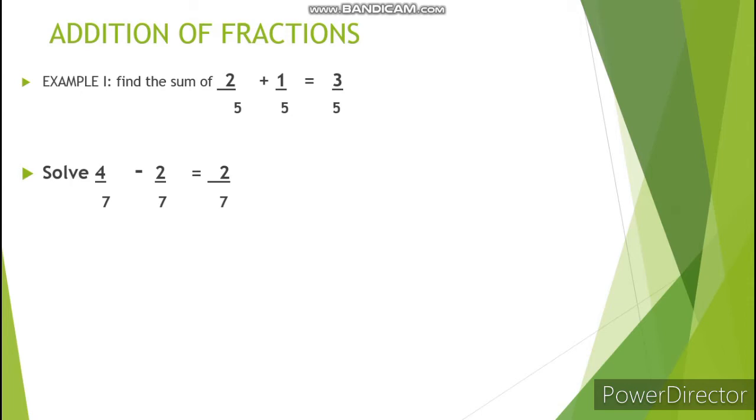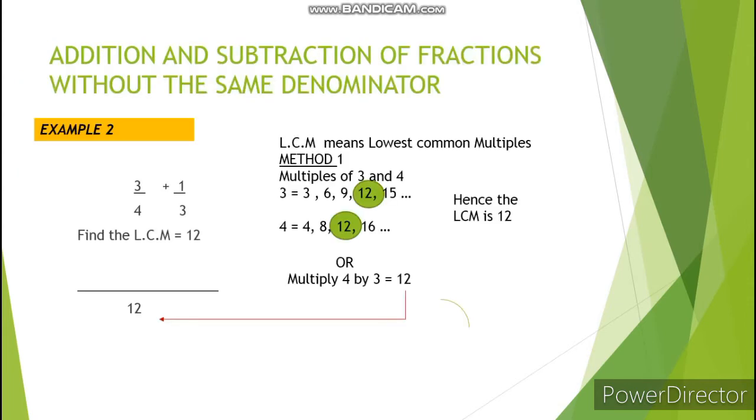Now second one, addition and subtraction of fractions without the same denominator. Now let's say we have 3/4 plus 1/3. This method is quite different from the one with the same denominator, because that one is so simple. Because the denominator, which is the lower part, is different, we have to look for their LCM, and LCM means lowest common multiple.